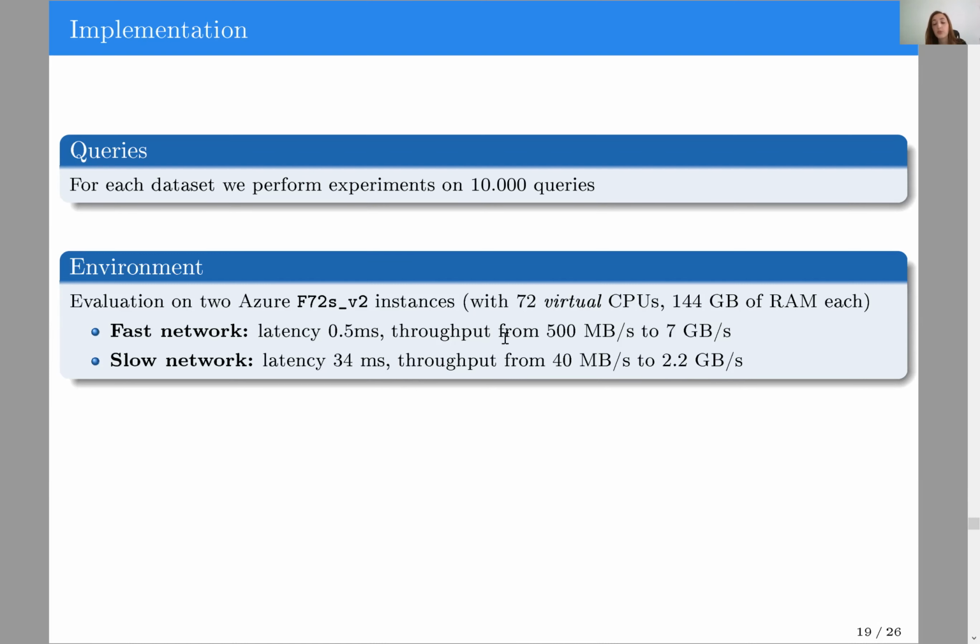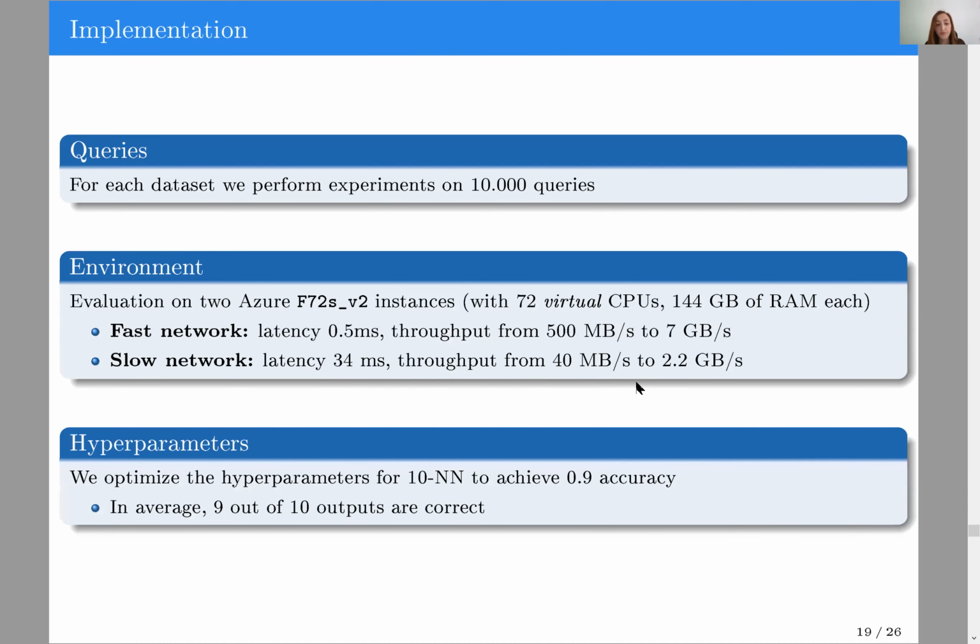And the throughput is going to go from 500 megabytes per second to 7 gigabytes per second in the case of the fast network, depending on how many threads we are using in the experiments. In the slow network, we have a throughput between 40 megabytes per second and 2.2 gigabytes per second, again depending on how many threads we're using.